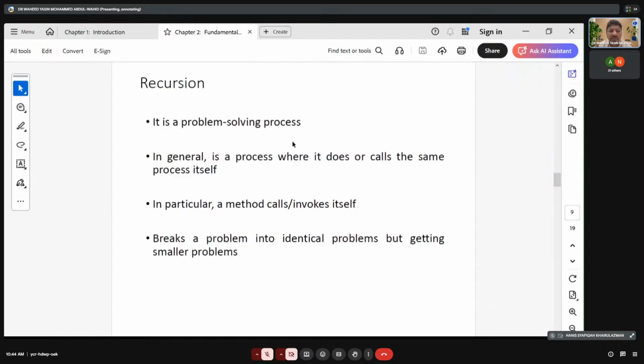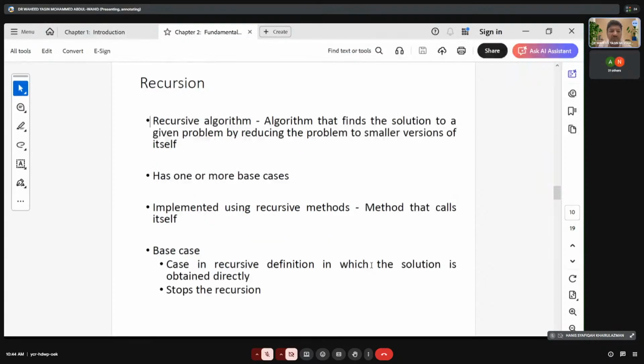Recursion is a problem-solving process. In general, it is a process that calls the same process itself. In particular, a method invokes itself, breaking a problem into identical but smaller problems. A recursive algorithm finds the solution to a given problem by reducing the problem to a smaller version of itself, and has one or more base cases, implemented using recursive methods that call themselves. Base case: a recursive condition in which the solution is obtained directly and stops the recursion.